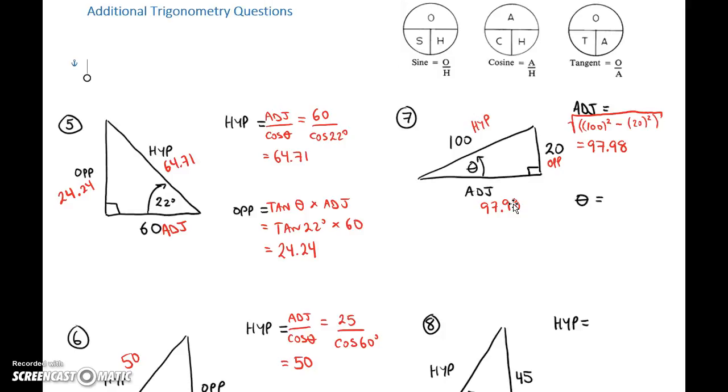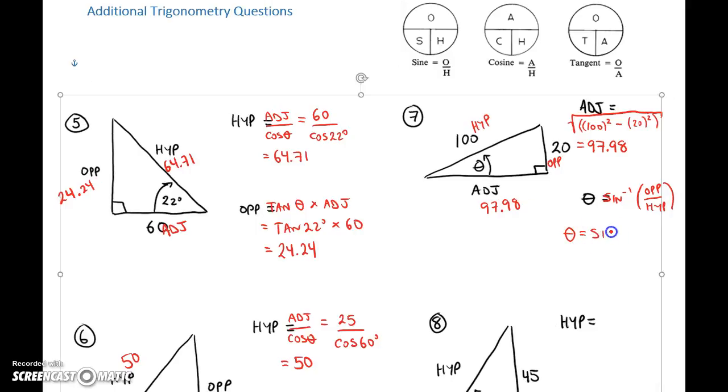So in order to find this angle, using our given values, I mean there's 3 different ways we can find this, but using our given values, we'll use sine. And in order to find the angle, again, we have to take the inverse sine of that ratio. Okay, so our opposite is 20, our hypotenuse is 100.